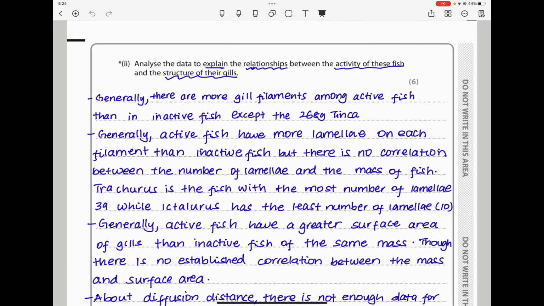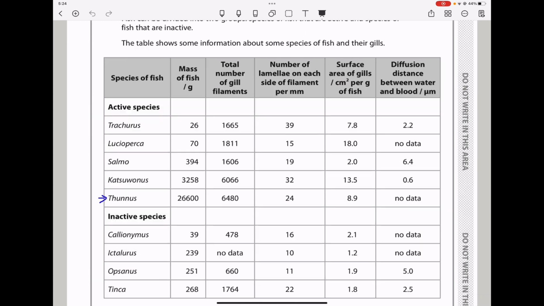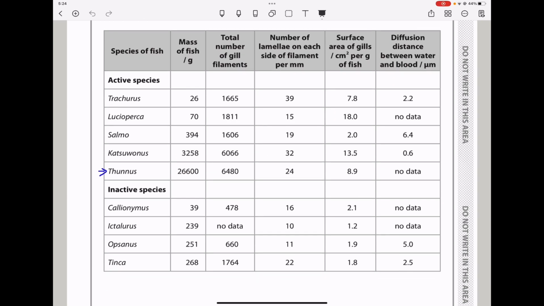Moving on. Here they say, analyze the data to explain the relationship between the activity of these fish and the structure of their gills. From here we can see these are active species and these are inactive species. We can see the active species actually have a higher mass. The total number of gills are more. And then we can see the number of lamellae on each filament are also high, except this one here among the inactive fish. The surface area is also high in these compared to that.